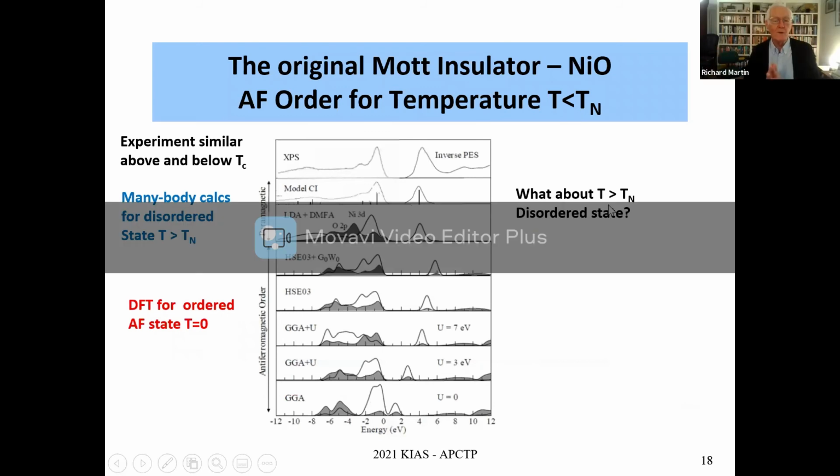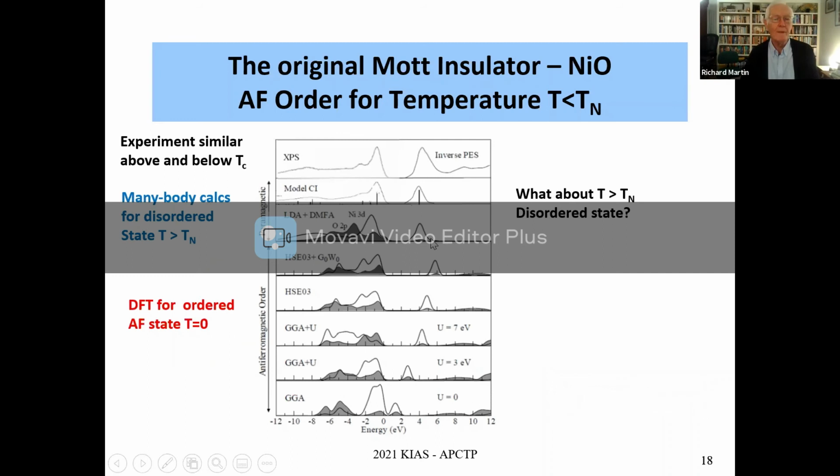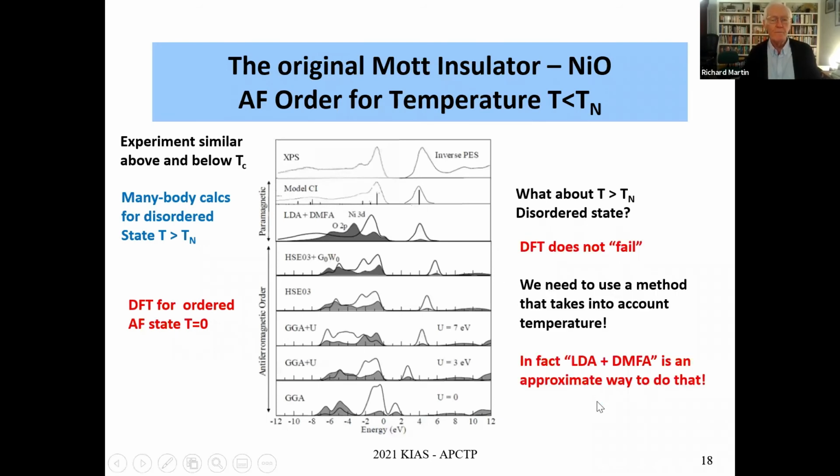But what about the disordered state? Now we don't have order anymore. And in fact, that's what these calculations using dynamical mean field theory were done for. It's actually easier to do them at high temperatures. And so that gives a pretty good picture that the gap doesn't go away at high temperatures. It's just that the system is disordered thermally. So does that mean that the LDA fails? It really does not mean that.